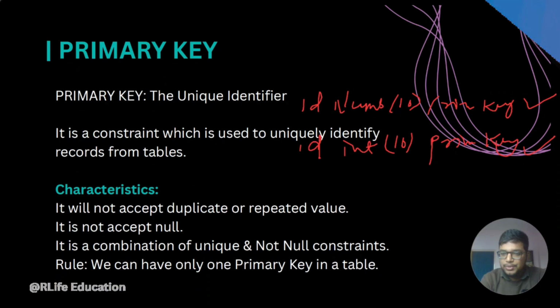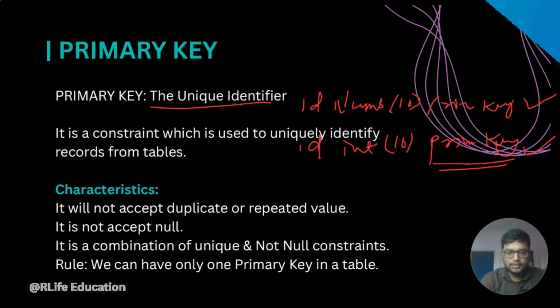This is one unique identifier. You can see here the unique identifier. Primary key means unique identifier. It is a constraint which is used to uniquely identify records from a table. If you are not going to assign unique and not null, you just have to do one thing: assign the column constraint as primary key. And this is going to act the same as unique and not null.